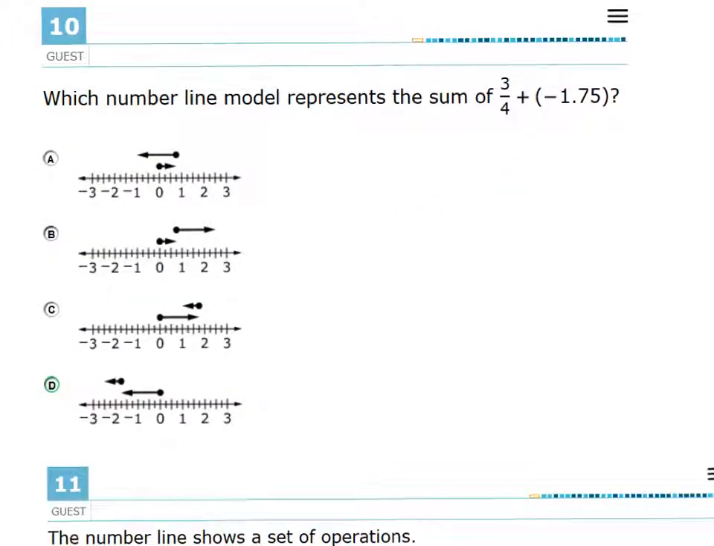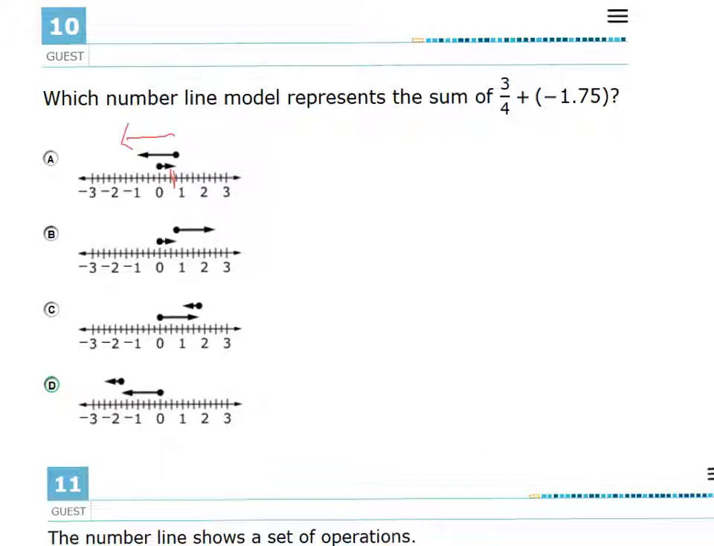For question number 10, which number line model represents the sum of 3/4 plus negative 1.75? Now, as we look at each answer choice, we notice in letter A, they start at 0, and the arrow goes to about the 3/4. But then it's going back, and it only goes back to the negative 1.